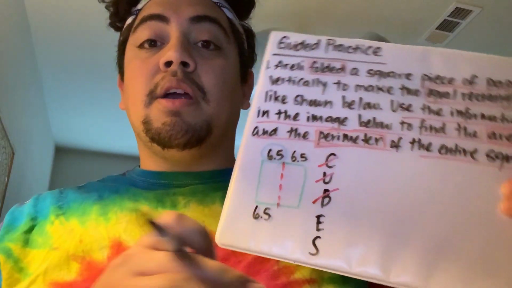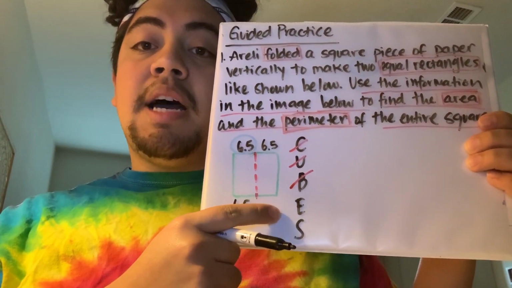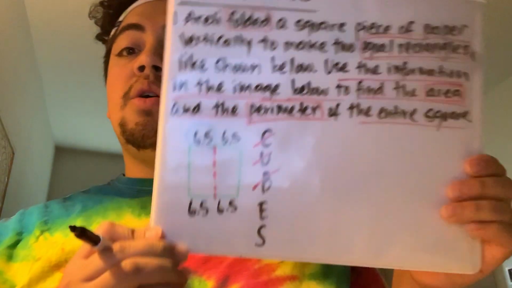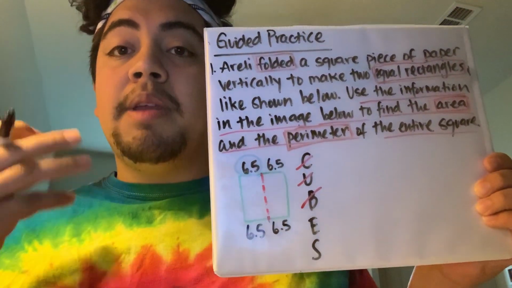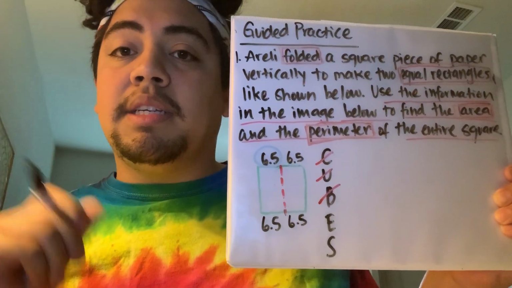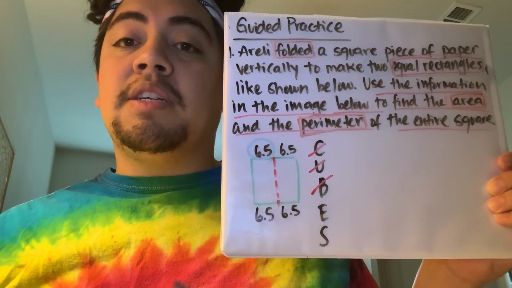And at the bottom here, opposite sides, it is also 6.5. Look at that. So somehow, with the information that they gave us, I've been able to find the missing pieces, right? I know that all of these little sections are now 6.5.